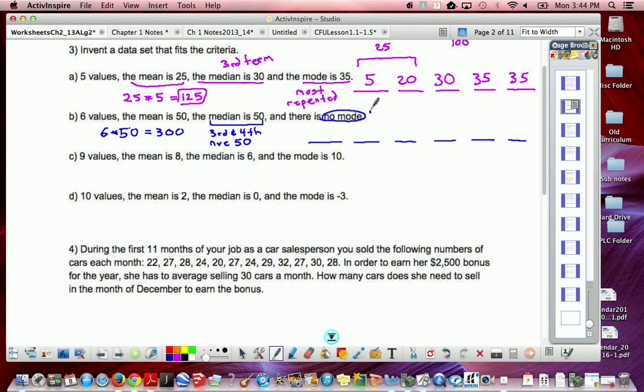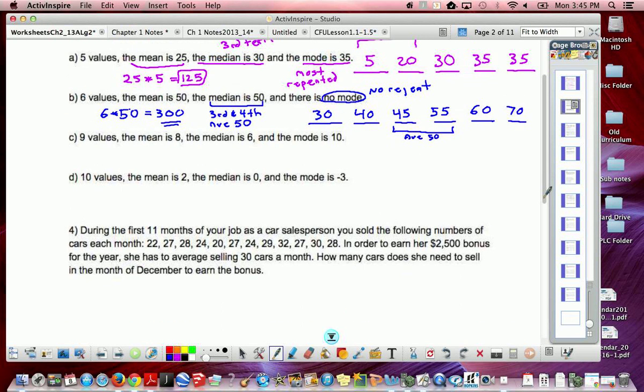Now here's the tricky part. No mode means no repeats. So I can't write 50 and 50 in the third and fourth spot. These 2 numbers right here have to average to 50. So I might go something like this, 45 and 55. They average to 50. The nice thing about these 2 is they add up to 100. Since I needed to add to 300, I'm going to make sure the next 2 set of numbers add up to 100. So that's 200. So if I pick 30 here, and that makes that 70, I've met all 3 conditions.